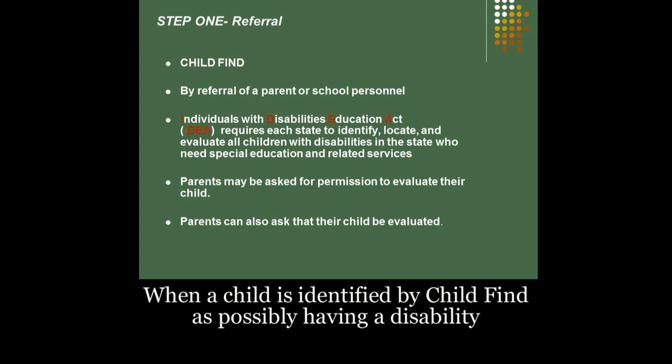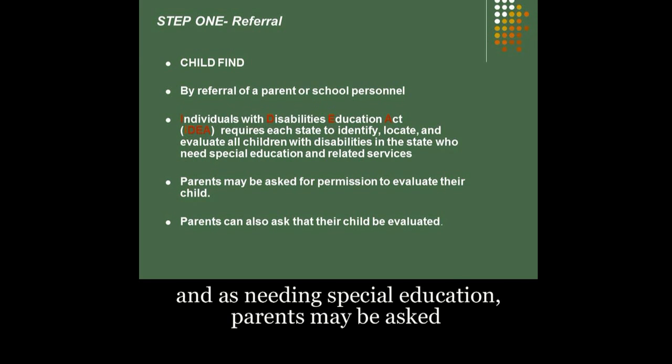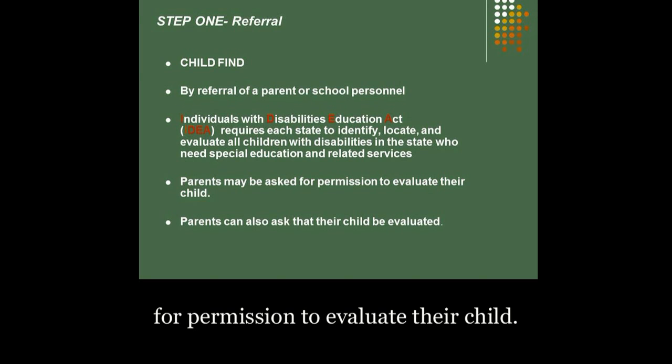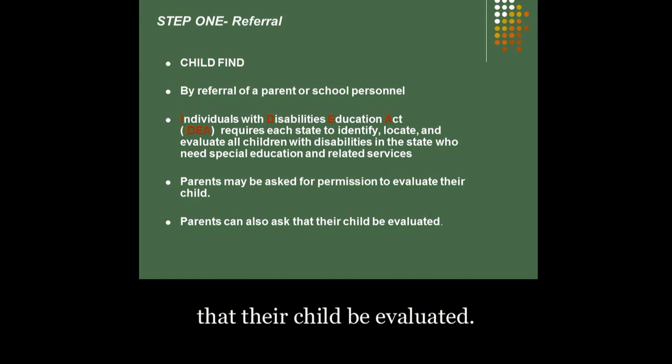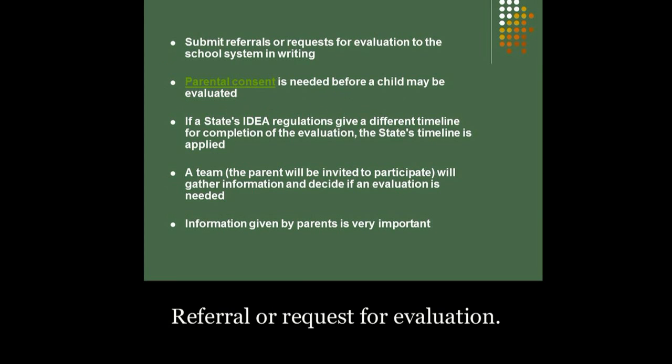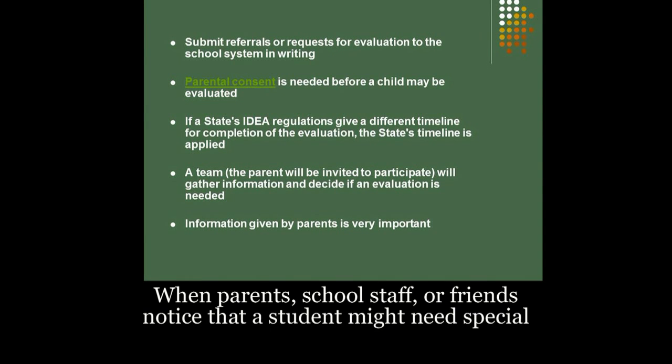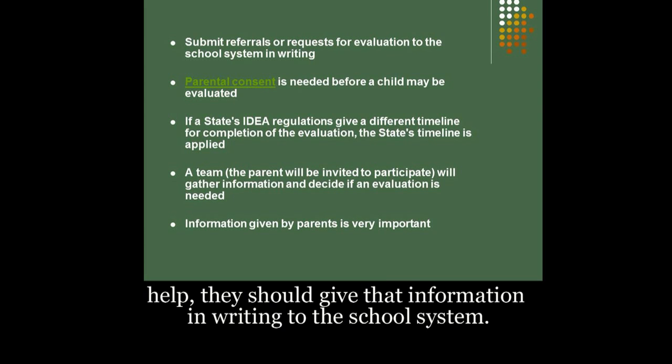To do so, states conduct what are known as Child Find activities. When a child is identified by Child Find as possibly having a disability and as needing special education, parents may be asked for permission to evaluate their child. Parents can also call the Child Find office and ask that their child be evaluated. Referral or request for evaluation. When parents, school staff, or friends notice that a student might need special help, they should give that information in writing to the school system.